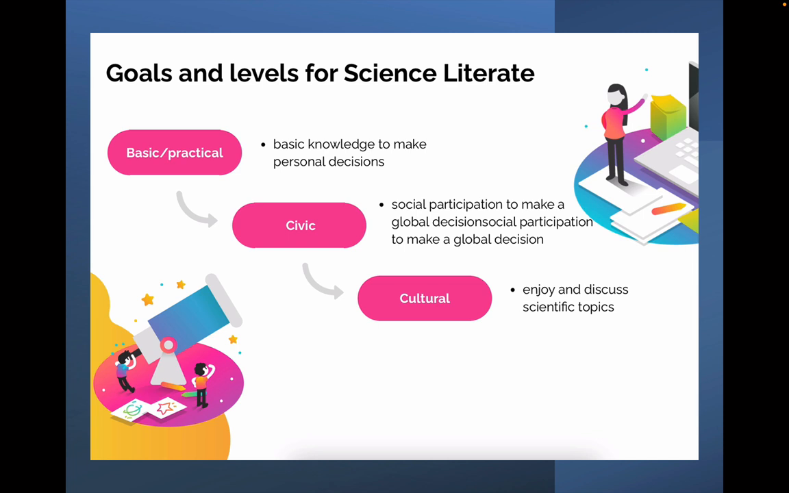And finally, there is another level of scientific literacy, that is cultural scientific literacy. This literacy means enjoying science, enjoying and discussing scientific topics, knowing important or relevant scientists, enjoying reading scientific documents, the history of science, etc. So depending on the goal of our course, we will try to reach one level or another, but at least everybody should have this basic and civic scientific literacy.